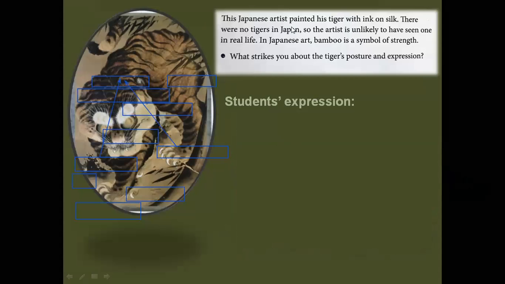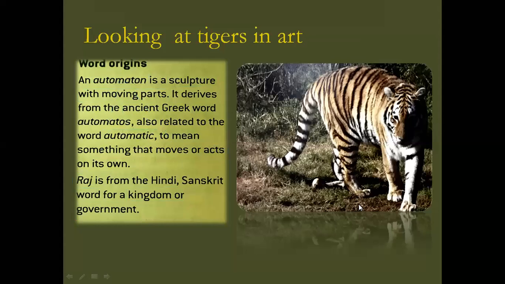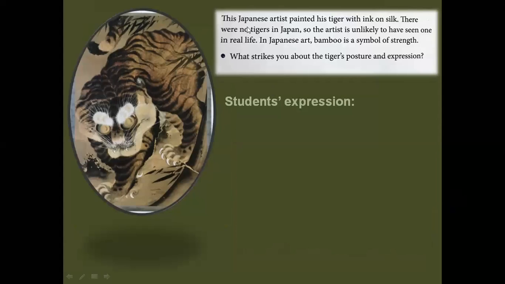Let me take a picture of it, and then I will clear it. Next page. Look at this one. You see this picture again? Again, this is a picture of a tiger. But here, this is painted by a Japanese artist. This one is a painted tiger with ink and silk.